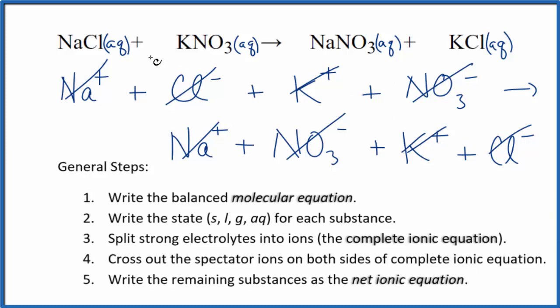This is Dr. B looking at the net ionic equation for NaCl plus KNO3 and whether a precipitate formed in the reaction. There's no precipitate.